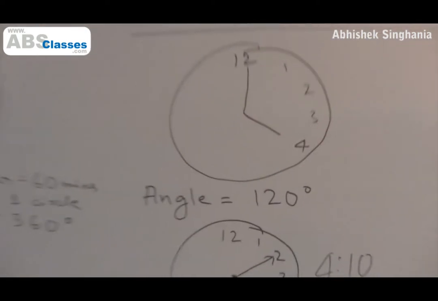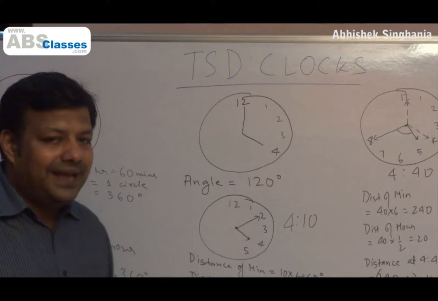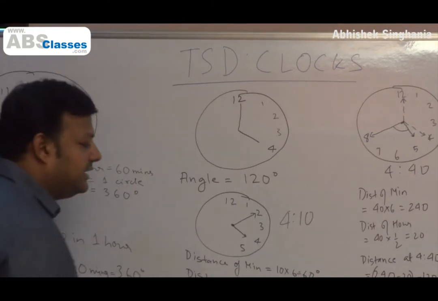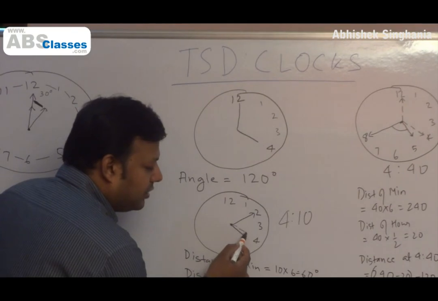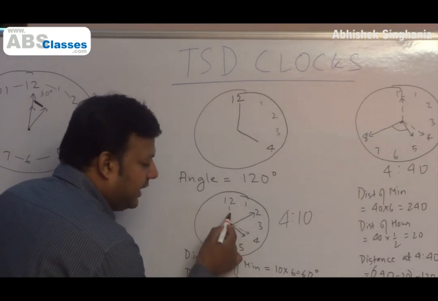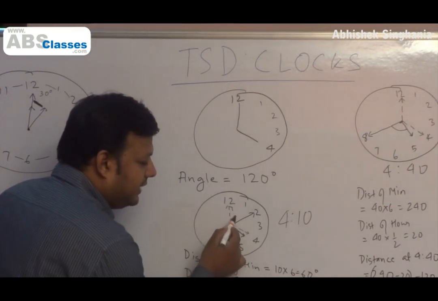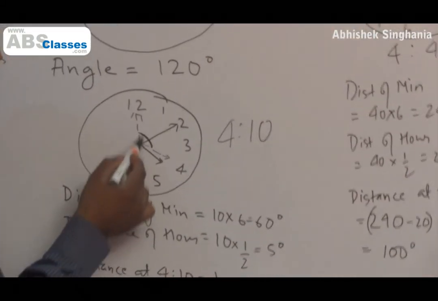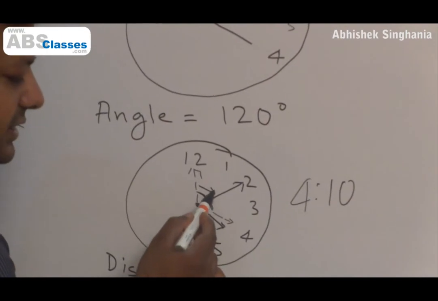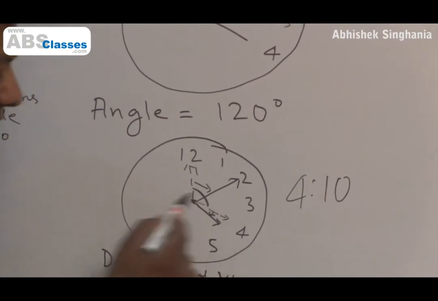So what will be the distance between them at 4:10, 10 minutes past 4 o'clock? Let's first understand this by diagram. At 4 o'clock, this was the situation, and this was the distance between them. What is the distance now? The minute hand has travelled this distance, the hour hand has travelled this distance.